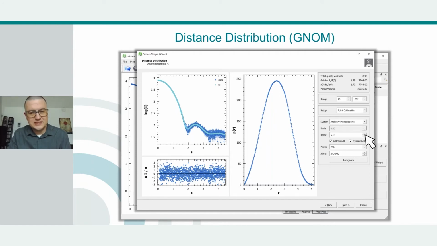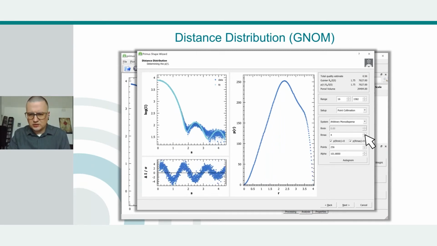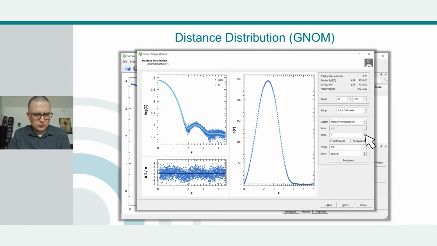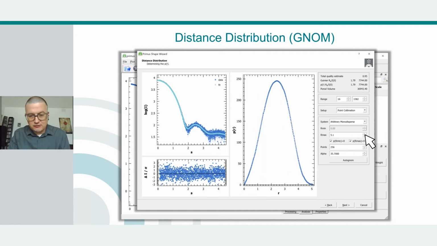For example, the Dmax, the maximum intraparticle distance present in your particle. So you can decrease the Dmax and see what effect it will have onto the fit to the experimental data, or you can increase the Dmax to have a better feeling what kind of maximum distance is present within your particle. So it appears that the initial guess of 5.1 nanometers was actually quite good. So what else you can do here?